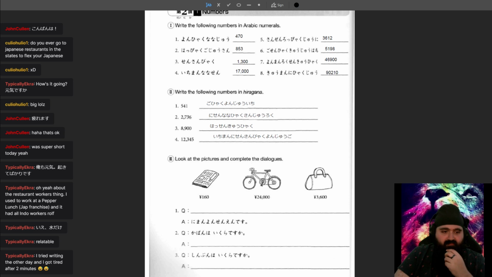I think that's why. I tried writing the other day and I got tired after 2 minutes. Yeah, when was the last time I physically wrote in Japanese?